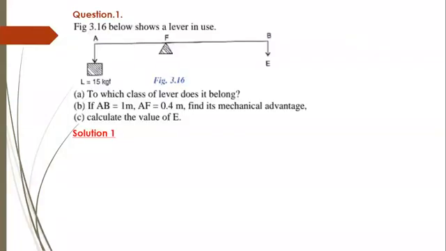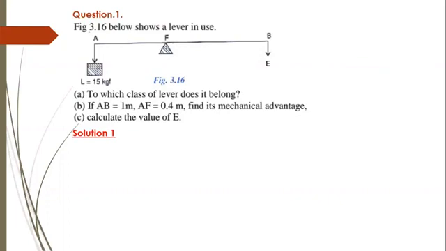Question 1: Figure 3.16 shows a lever in use. To which class of lever does it belong? If AB is equal to 1 meter, AF is 0.4 meter, find its mechanical advantage and calculate the value of E. Now, as you can see, some figure number is written in the question. So I am referring to your Concise Physics by Selina. Therefore, the question numbers are similar to those given in the book.